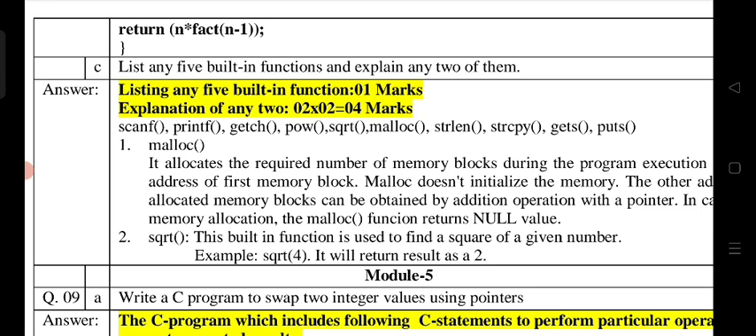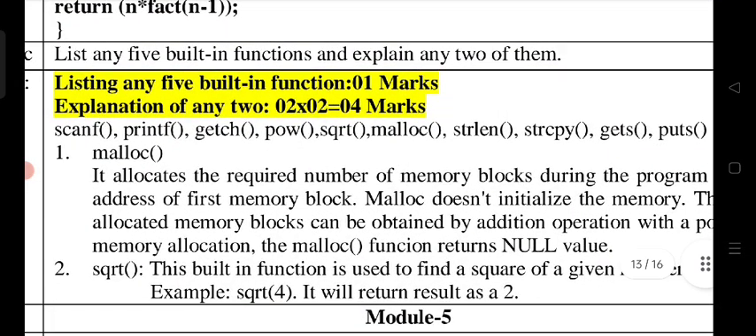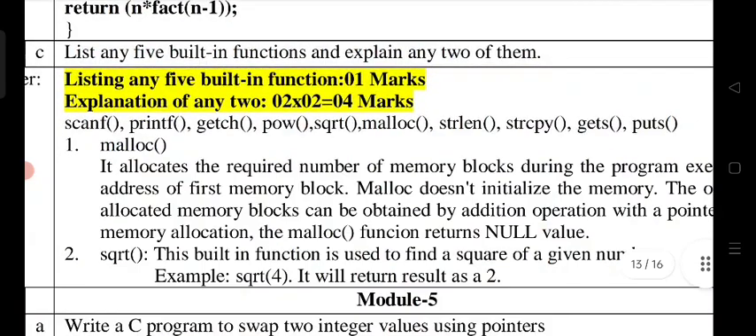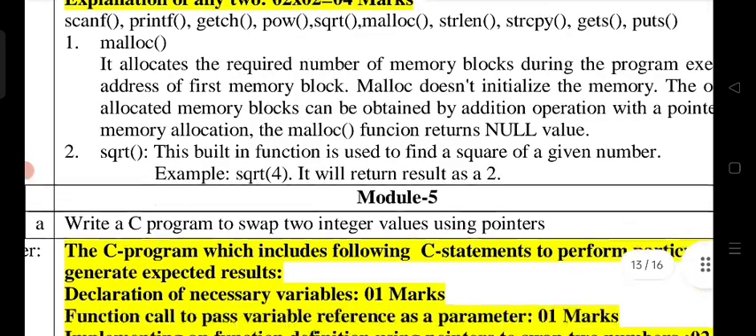The next question is, list any 5 built-in functions and explain any 2 of them. So for listing out any 5 built-in functions, 1 mark, and explanation of any 2 built-in functions, 2 marks for each. So these are different built-in functions which are present in a C program, and the explanation is given here. Any 2 I have selected. You can also take any 2 from this list and explain the built-in functions.